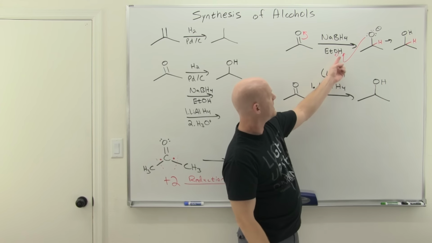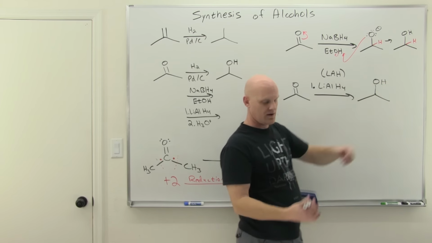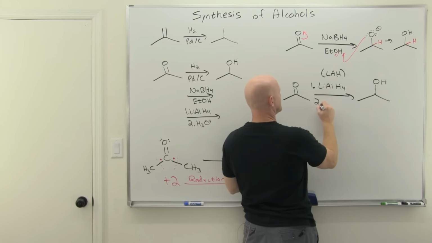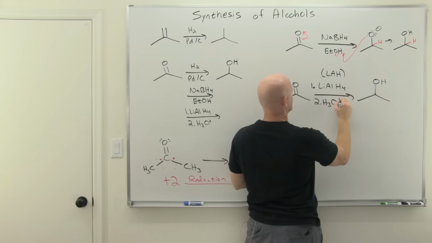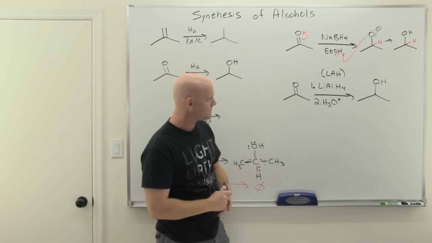Because you don't have a protic solvent, you have no way to protonate the oxygen to finally get your alcohol. And so what you actually have to do is a separate acid workup, where you add some H3O+ in a separate step.